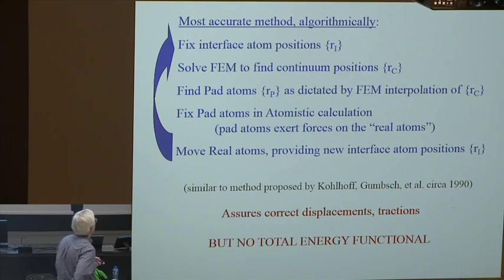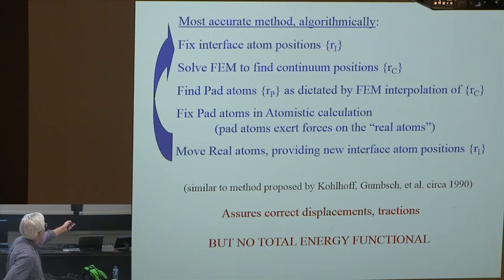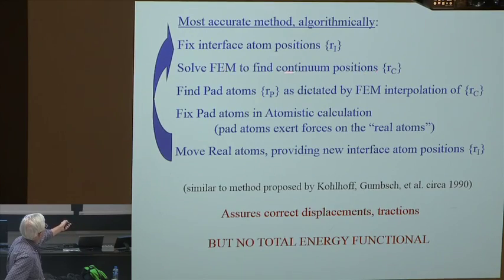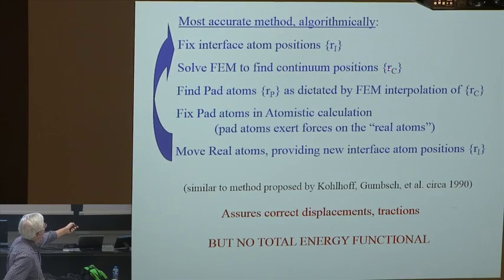So if you think about it algorithmically, what we do is fix the atoms on the interface. Then the finite element problem is perfectly well defined because all the boundaries are specified, and we find the continuum positions of all the nodes in the finite element. Then we find the positions of the atoms in this pad region by interpolating from the positions of the finite element nodes. And then we take those pad atoms and we put them in the atomistic calculation at exactly these positions. And then we let all the atoms in the system, except for these guys, respond. And so we move those real atoms.